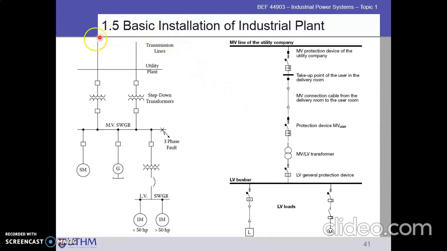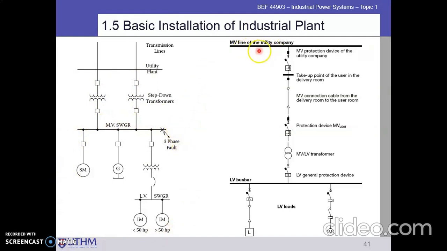Okay, this is the basic installation of an industrial plant. We can see here the transmission line, and then going to the step down transformer. In the transformer we have the primary side, and this one is the secondary side, and then going into the load. This one is connected to the load.